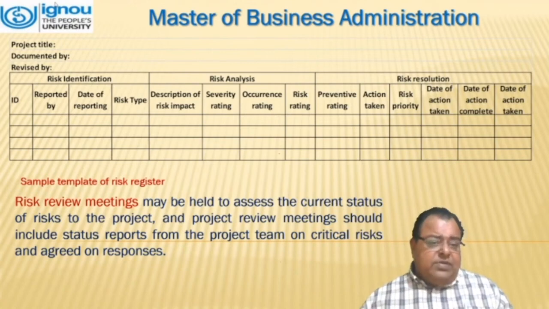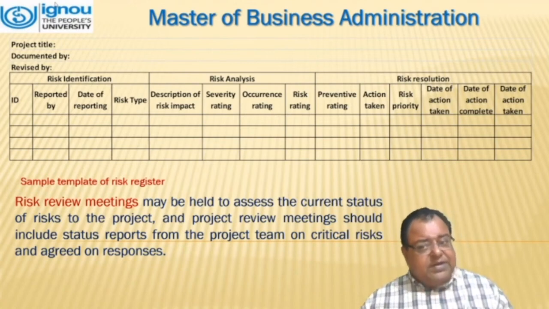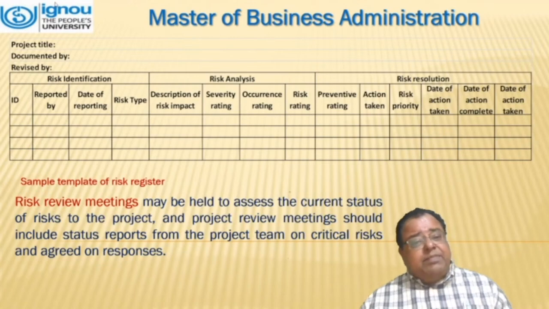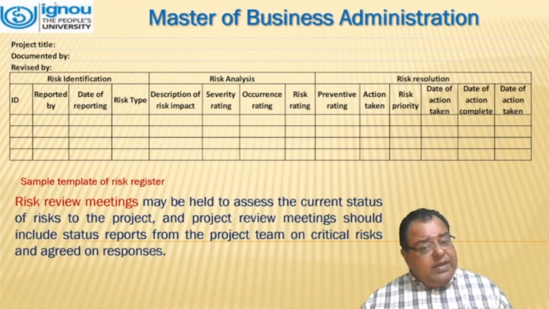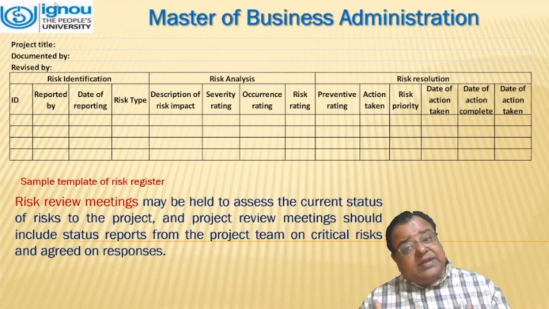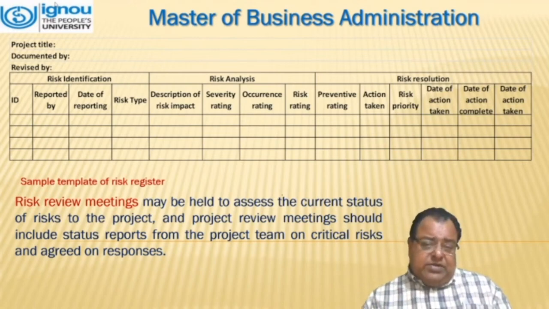There are three main columns: risk identification, risk analysis, and risk resolution. Risk identification covers ID, who did it, reported by whom, date of reporting, risk type, nature, and description of the risk. Impact, severity rating, occurrence rating, and risk rating. These four categories are all part of risk analysis.